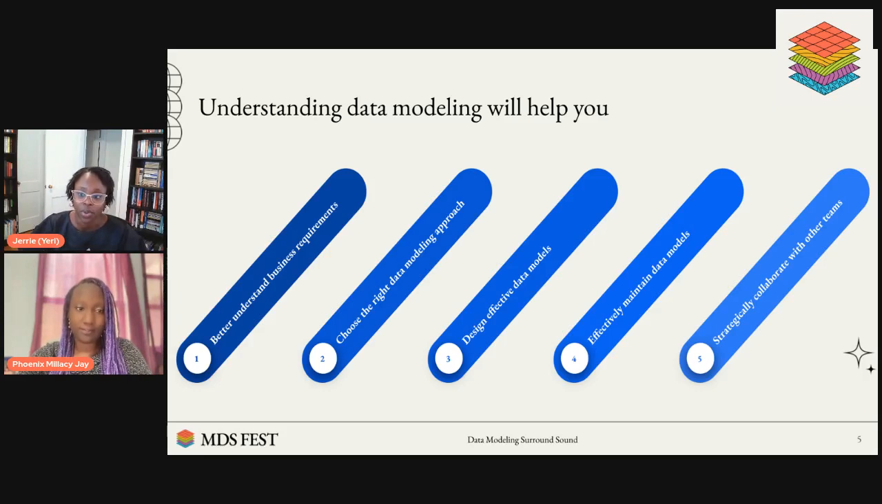When choosing the right data modeling approach, the way I think about it now is, how should the information be organized? Are you working with graph models? Are you working with relational models? Trying to think about what's the relationship of your data? So I really emphasize the first two, and I'm going to pass it on to Phoenix to dig into the others.